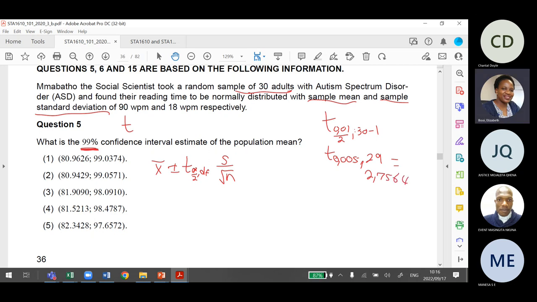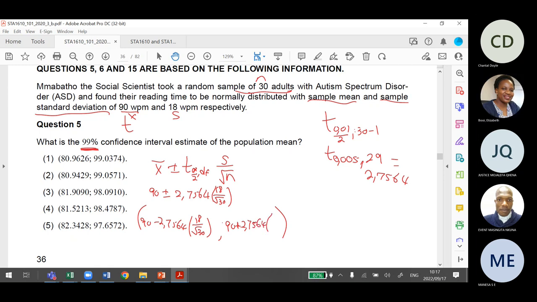Then you can substitute into the formula. Our mean, which is our X bar, our S, and our N. So our mean of 90 plus or minus our critical value, 2.7564 times standard deviation 18 divided by the square root of 30. We can also have just expanded it: 90 minus 2.7564 times 18 divided by the square root of 30, and 90 plus 2.7564 times 18 divided by the square root of 30, and you go and calculate the answer.